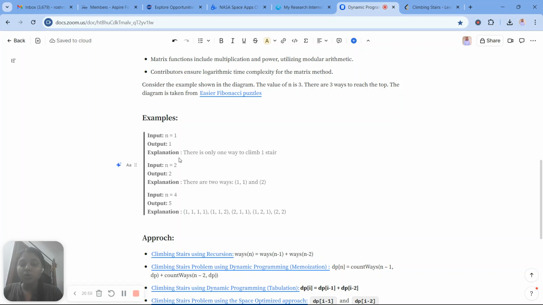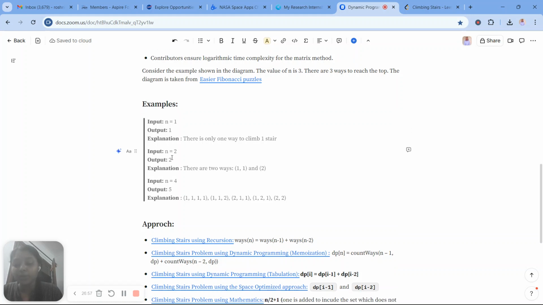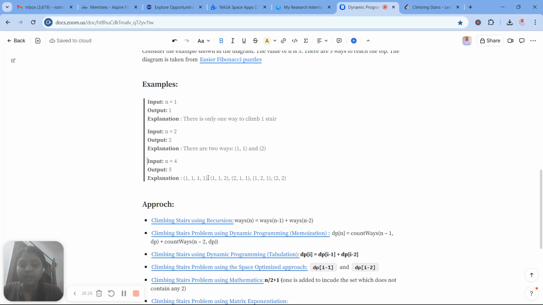If the input is n equals 1, you take one step, so the output is also 1, because you climb one stair. If the input is 2, the output is also 2, because you can take one step and then another step. So there are two ways: 1 comma 1, and 2, which is the two steps.